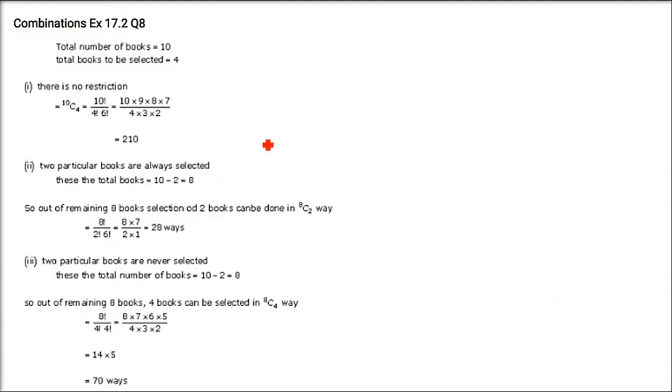How many different selections of 4 books can be made from 10 different books? So 10 books are there and we have to select 4. If there is no restriction, the first part, 210 will come. Now the second part is 2 particular books are always selected. So you subtract 2 from 10. You only have option 10, 2 are already selected. So you just have 2 options from 8. It will be 28 ways.